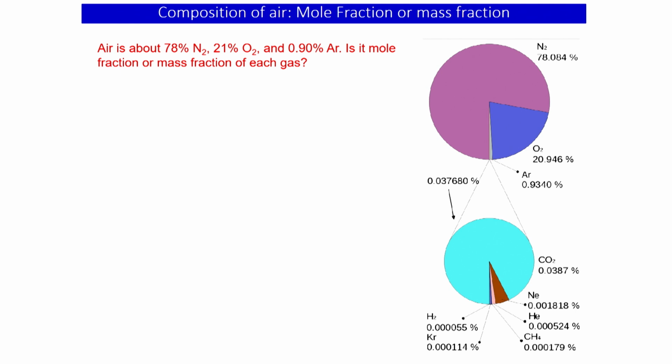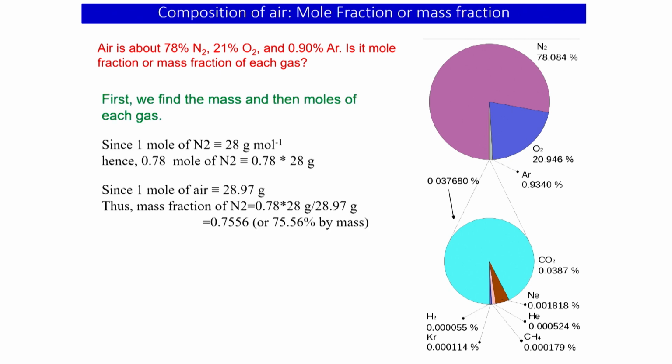Now, the next question is whether we can report it as mass fraction. Yes, because mass and moles are related to each other, we can do that. Since 1 mole of nitrogen is actually 28 gram per mole, hence 0.78 moles of nitrogen will be 0.78 into 28 gram. If you take 1 mole of air, then there will be 0.78 into 28 gram of nitrogen.